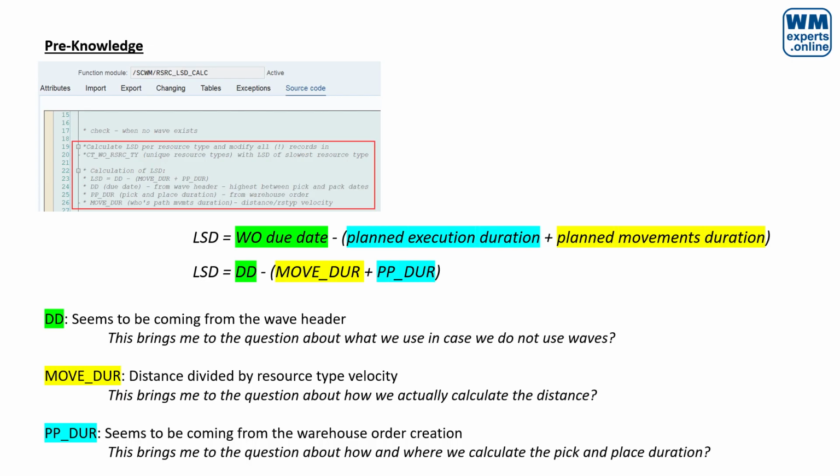The last part, the execution duration, seems to be coming from the warehouse order. This is at least what the comment in the coding tells us. This brought me to the question how we actually calculate this pick and place duration, so this execution duration, because there is not much more over here in the coding and there was not much more in the help text. So I decided to take the deep dive and look into the coding at this place also.